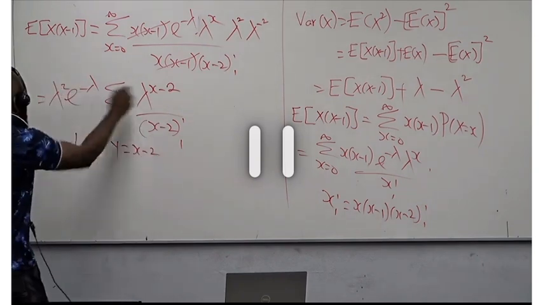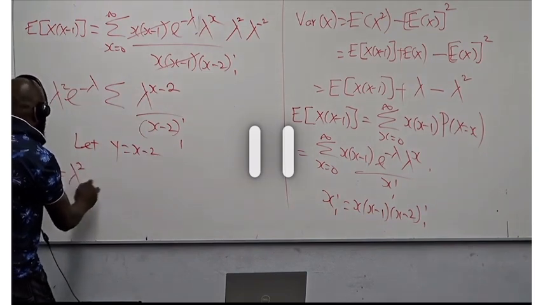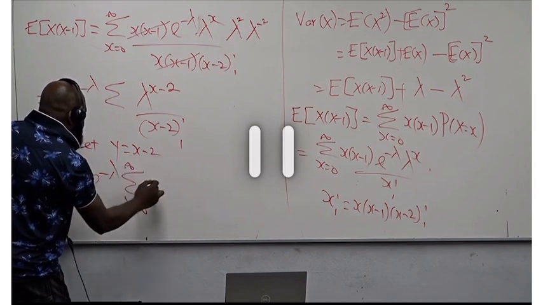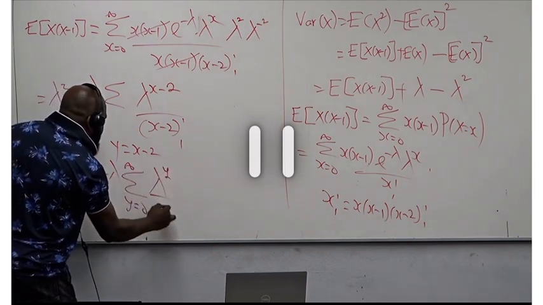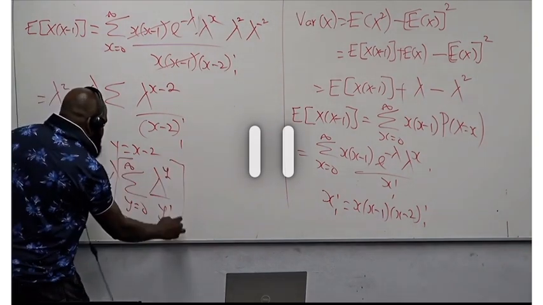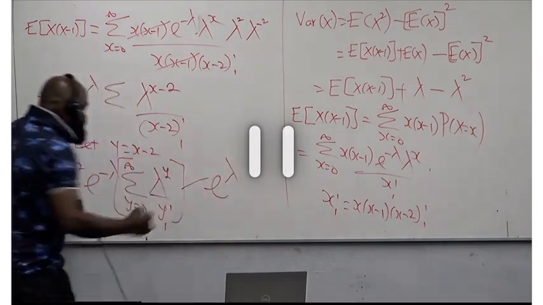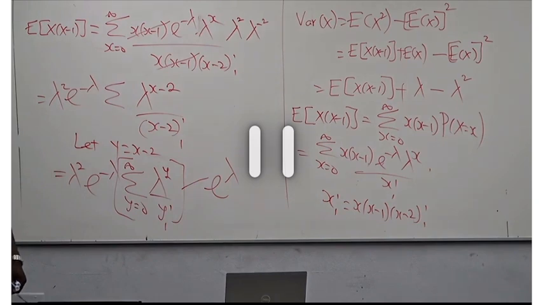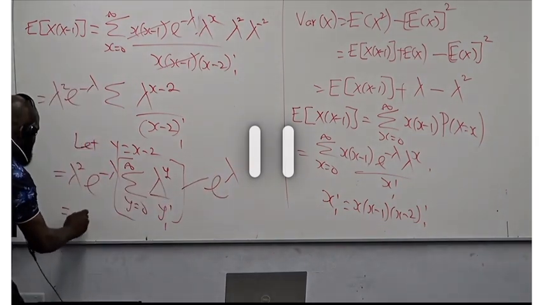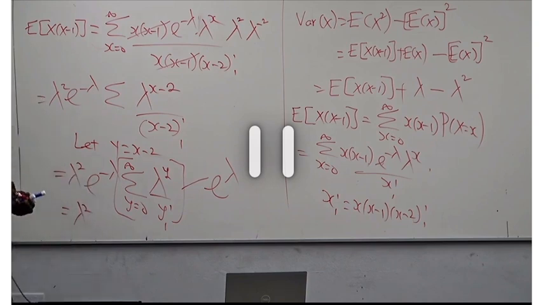So right now, if I let y be x minus 2, this guy is going to change into lambda squared times the summation, y starting from 0 to infinity, of lambda raised to the power y over y factorial. And you remember what I said the other time about this. This is going to be exponential raised to the power lambda mathematically. From here, this is going to cancel this guy, and of course this guy is just going to be lambda squared. Which means the expected value of x into x minus 1 is going to be lambda squared.